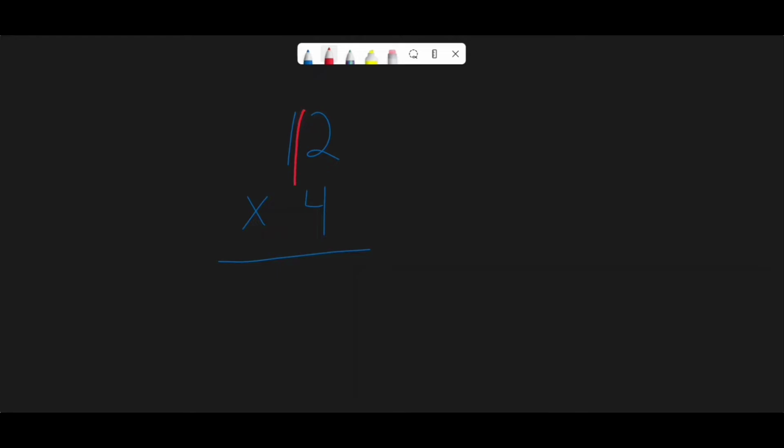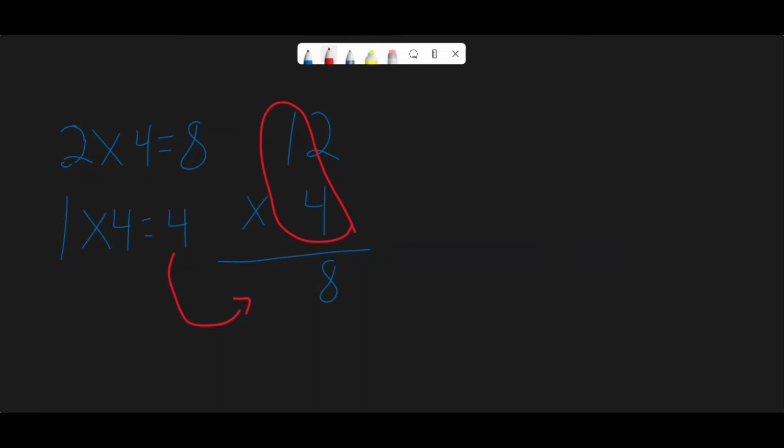When it comes to long multiplication, we're going to start off with the first column. We'll multiply 2 times 4, which equals 8. So I'm going to take that, place it right there. Now, we're going to move on to the second column. So we're going to multiply 1 times 4, which equals 4. I'm going to place the 4 right there. You get a final answer of 48.